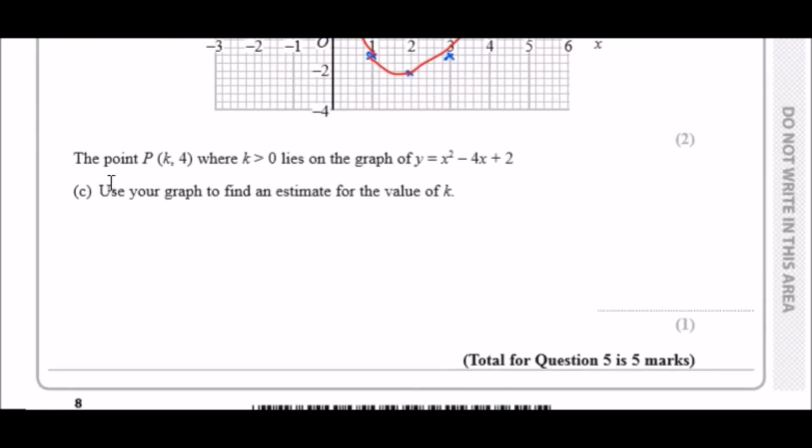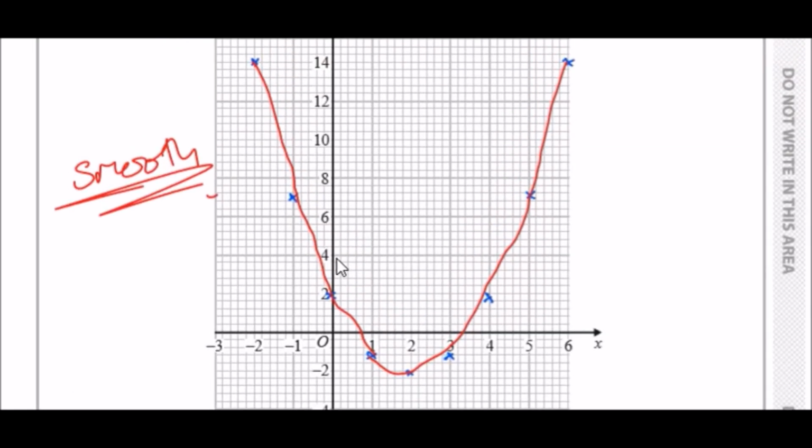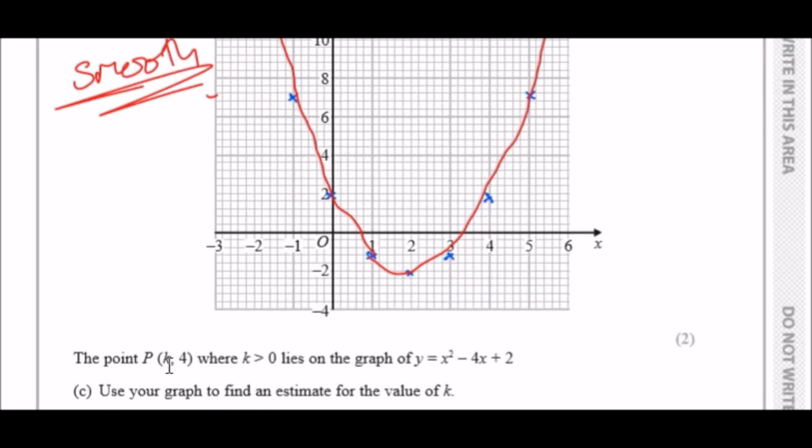Anyway, the point (k, 4), where k is greater than 0, lies on the graph of y equals x squared minus 4x plus 2. Use the graph to find an estimate for the value of k. So basically, if it's on this graph, we know the y coordinate is 4, which is here, and you go find this k value.